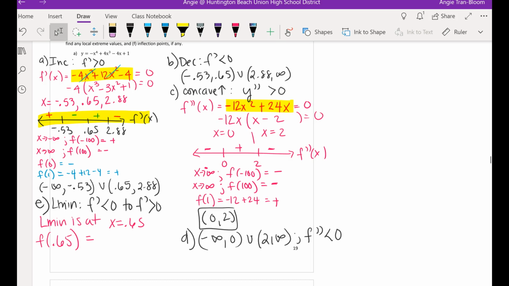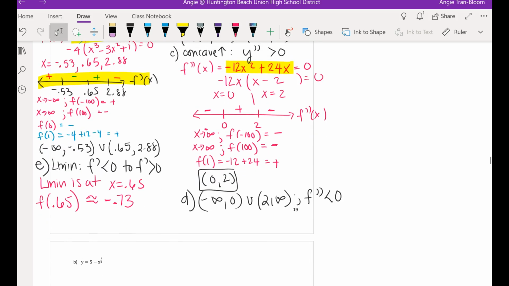So let's double check my calculation. Negative 0.65 raised to the fourth, plus 4 times 0.65 raised to the third, minus 4 times 0.65, plus 1 at the end. My calculation came out to be about negative 0.73, if I'm using 0.65. So with that, local min is negative 0.73 at x equal to 0.65.